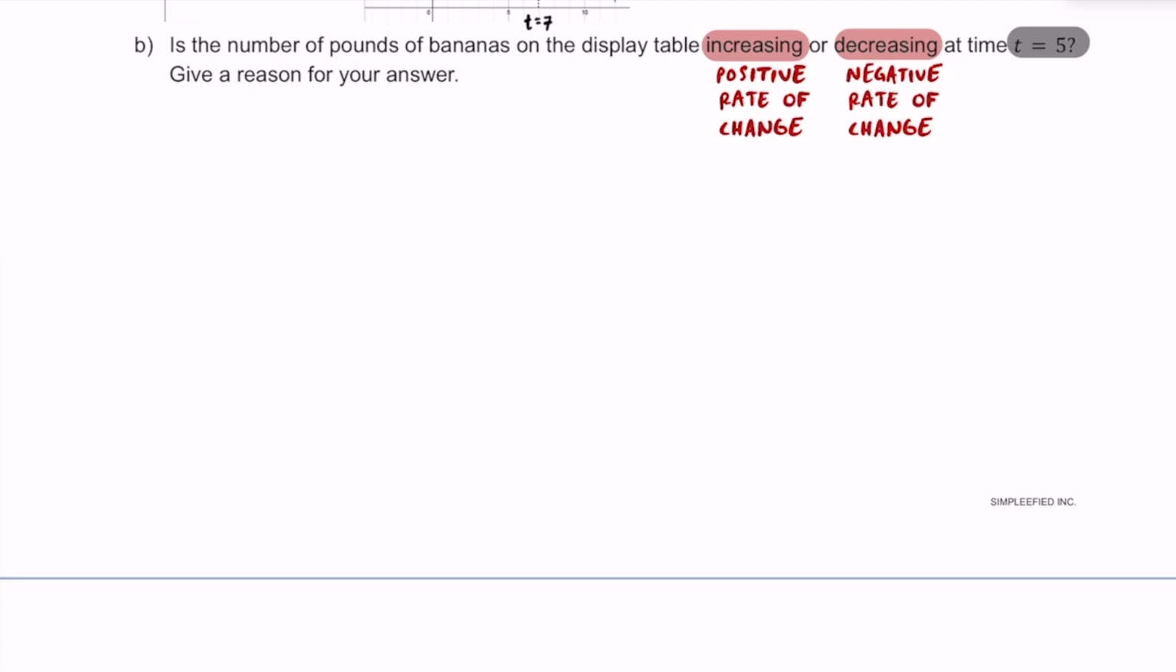F of t is telling us how quickly the bananas are being taken from the display table, and g of t is telling us how quickly the employees are putting more bananas back on the display table. So let's take a look at these functions on a graph real quick.